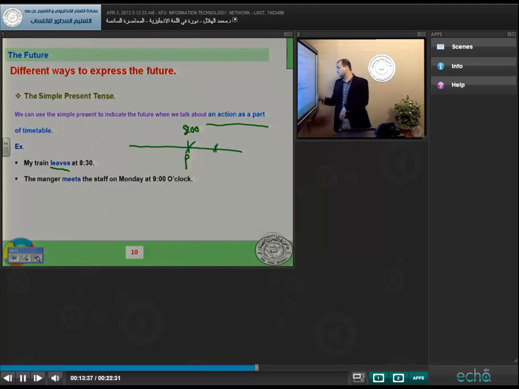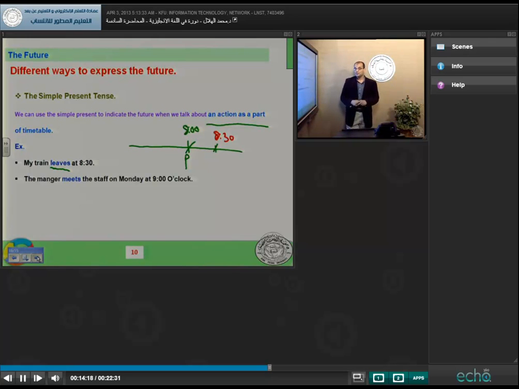So at 8:30 the train will leave. I have used a simple present verb form to indicate the future. This is because I know, according to the schedule in the station, according to the train leaving time, there is a timetable telling me the timings of each journey, that the train is leaving at 8:30. So I can use the simple present tense to indicate that an action will happen in the future, because it is part of a timetable.